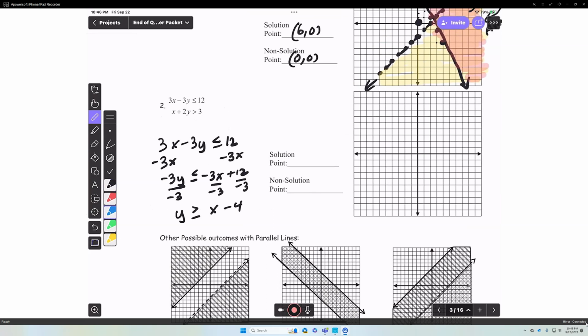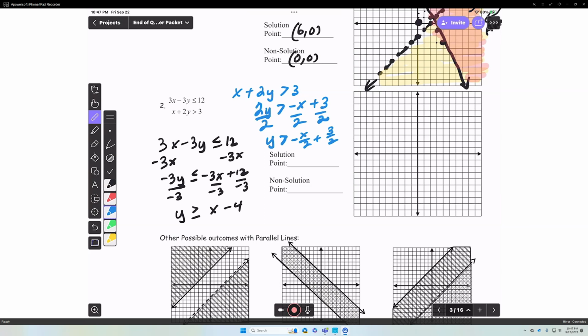Now I'm going to go ahead and solve the other inequality. We have x plus 2y is greater than 3. I'm going to subtract x from both sides. So you have 2y is greater than negative x plus 3. And then the final step would be to divide. And I'm going to go ahead and write the inequality right below it. We have y is greater than negative x over 2 plus 3 over 2.